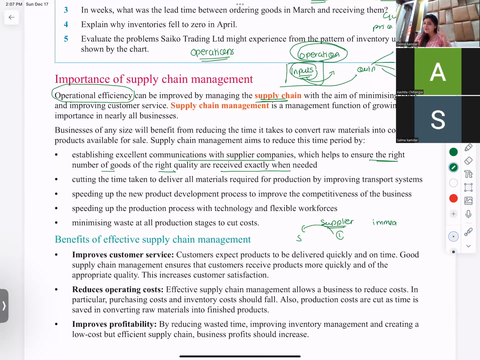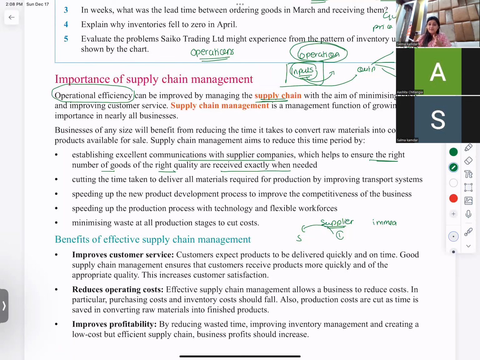Okay, I will not order in advance and keep it, because even holding the inventory takes a lot of cost. So the supply chain management aims to reduce the time taken to order the inventory, for the inventory to be produced, and for the inventory to be sent.